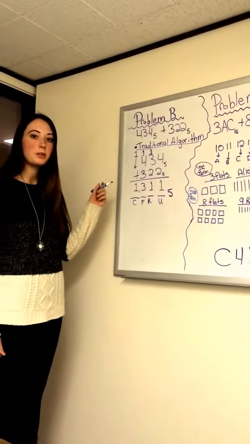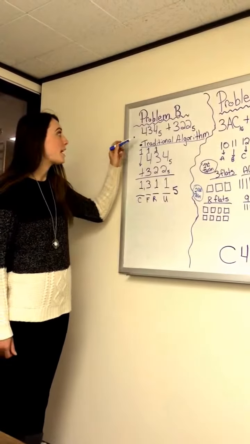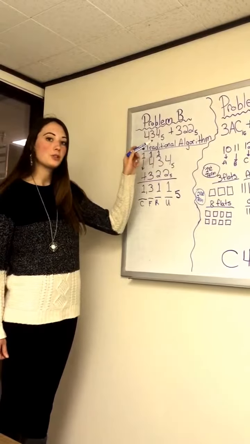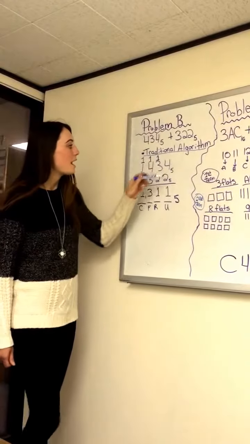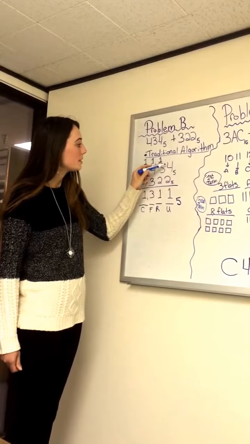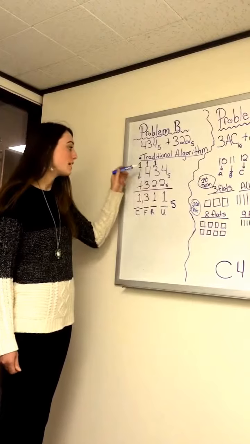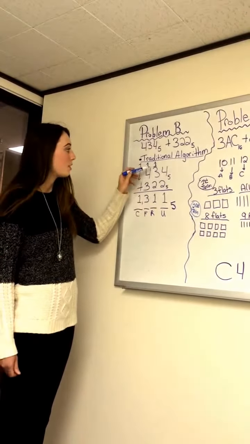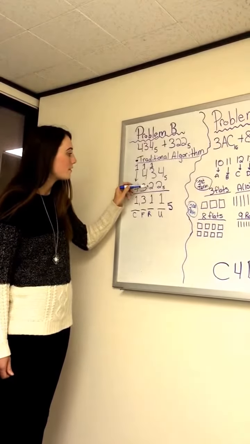All right, next we'll be doing problem B using traditional algorithm. We'll be adding 434 base 5 plus 322 base 5. And we're going to set it up in the traditional algorithm, adding down. In our first column is our units. We have 4 units plus 2 units. So 4, 5, 6. And we're going to trade that in for 1 rod, and we have 1 unit left over.